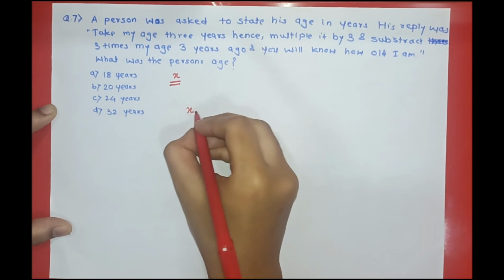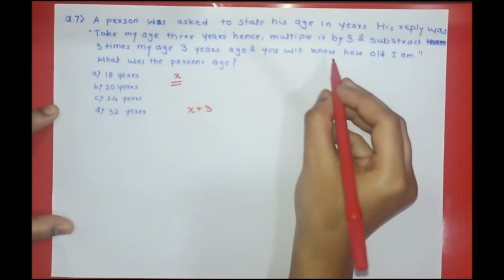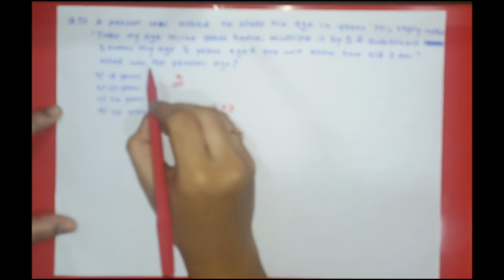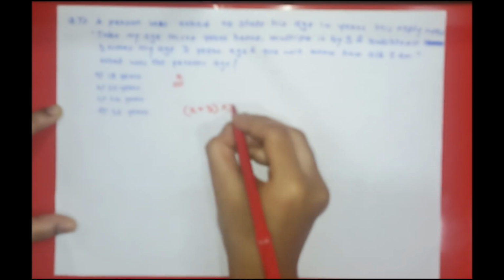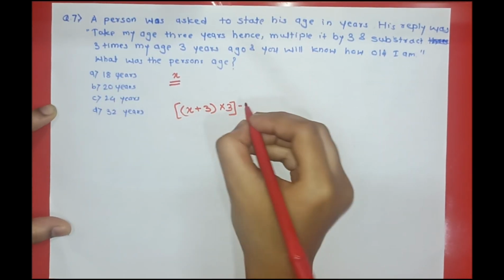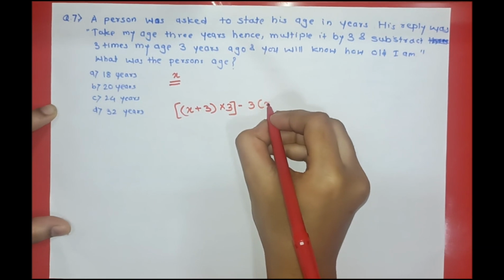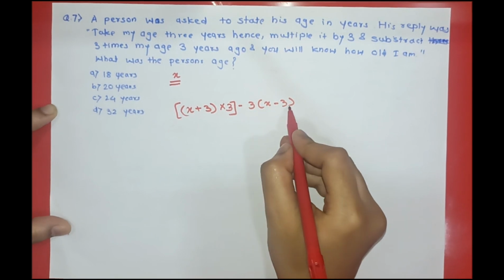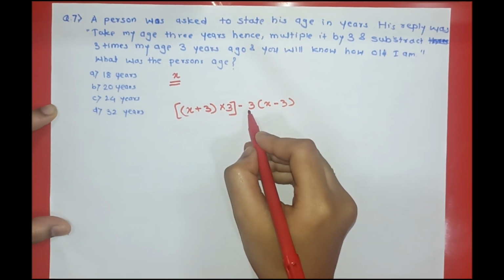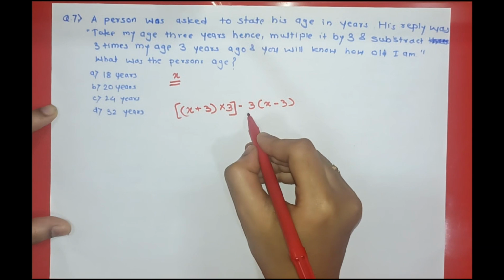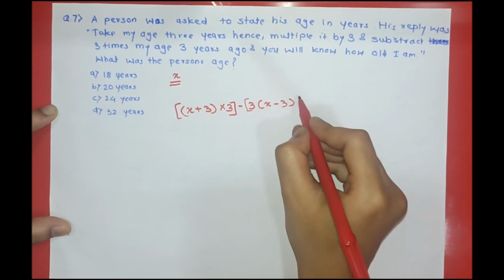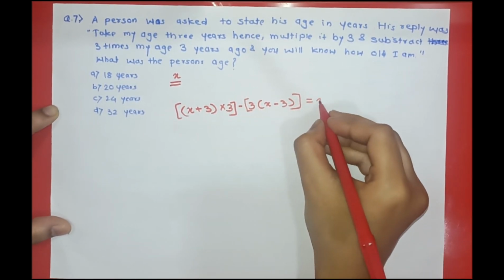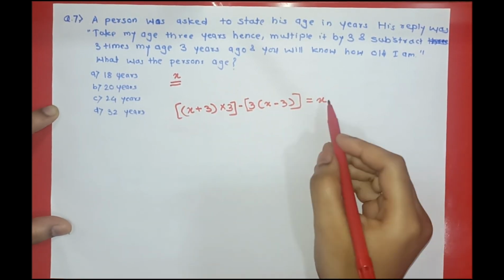So 3 years hence, age will be X plus 3. Multiply it with 3 and subtract 3 times my age 3 years ago. His age 3 years ago will be X minus 3, and we have to take 3 times of his age, which means we have to multiply this X minus 3 with 3. And you will know how old I am. So when you solve this equation, you will get his age which we have considered as X.